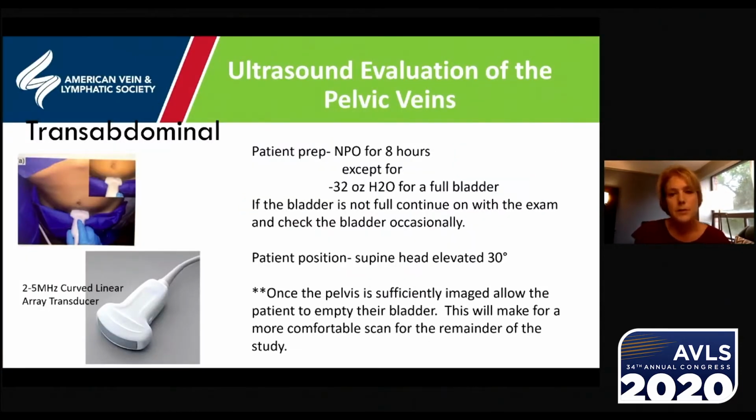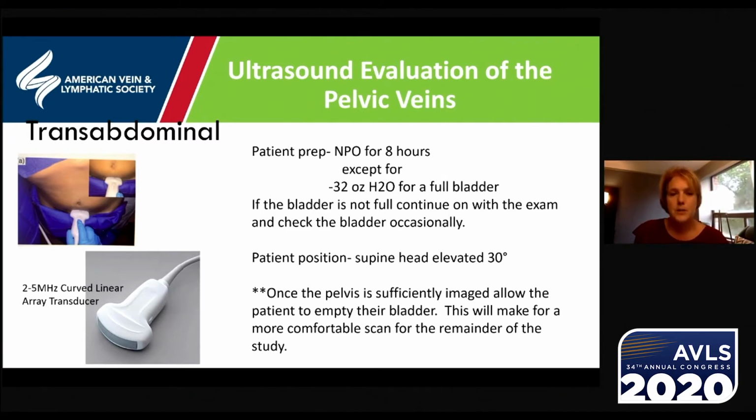There are two different ways to assess the veins in the pelvis, transabdominally as well as transvaginally. So I'm going to present on both. We start out using a 2 to 5 megahertz curved linear array transducer. You can see the probe placement is just below the belly button, right above the symphysis pubis, where your full bladder would be. Patient prep is nothing to eat or drink for 8 hours, and that's to help with the abdominal portion of the imaging. And then for the transabdominal pelvic portion, we need 32 ounces of water for a full bladder.